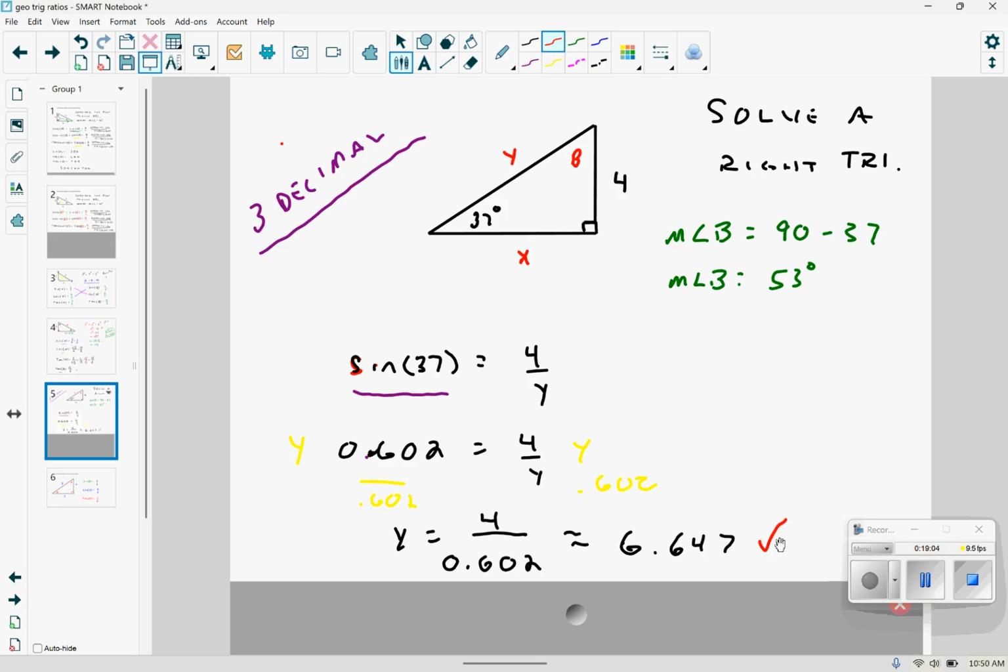Now I want to find the measure of x right here. I could use this value. I can use either of the trigonometric ratios. I can use cosine, I can use tangent, or since I know this other length, the 6.647, I could actually use the Pythagorean theorem to find x as well. But you know what? I like to use trigonometric ratios. So what am I going to do? I'm going to use the tangent of 37.